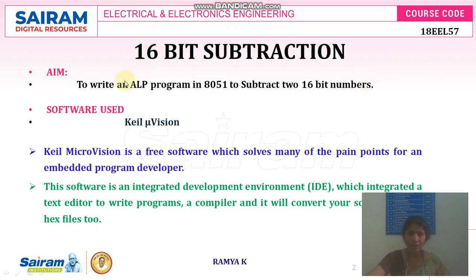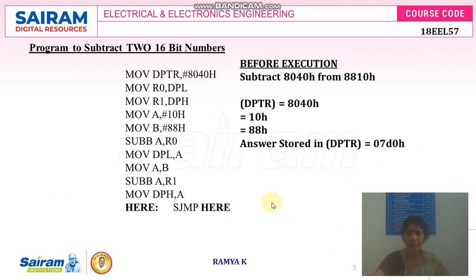The main aim of this experiment is to write an assembly language program in 8051 to subtract two 16-bit numbers, and the software we are going to use is Keil MicroVision 3. This is the software that reduces the whole pain of your embedded program developer. It is an integrated development environment which integrates the text editor to write programs, and it has a compiler inside that converts your source code to a hex file.